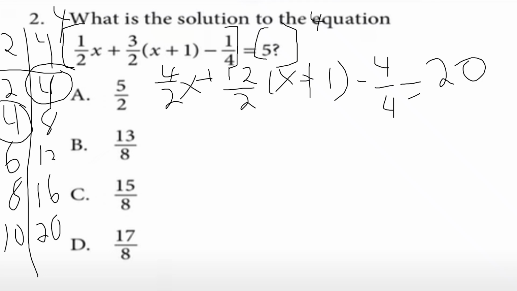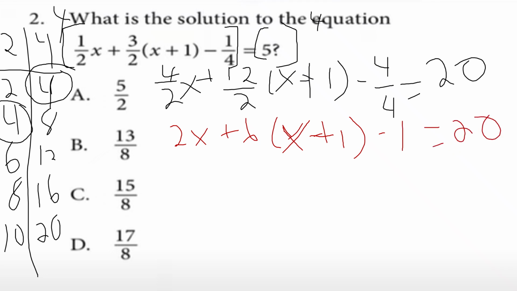So I'm going to change my color up. Next, we are going to simplify. So 4 over 2x is the same as saying 2x plus 6. We're going to keep our parentheses here. x plus 1 minus 4 over 4 is 1 equals 20.